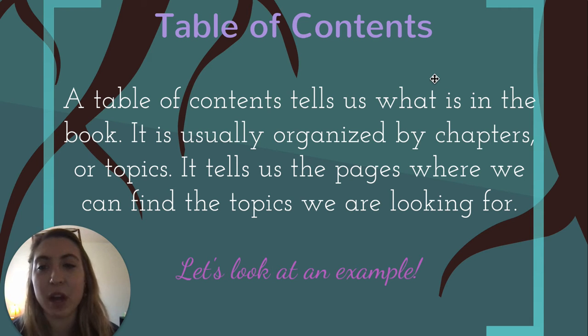So again, the table of contents tells us what is in the book. It is usually organized by chapters or topics, and it tells us the pages where we can find the topics that we are looking for. So if you open a book and you're looking for a certain chapter or a certain topic, you can go to your table of contents and it'll have the page number.